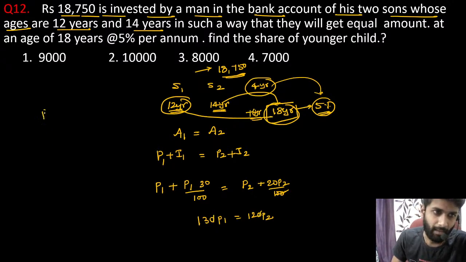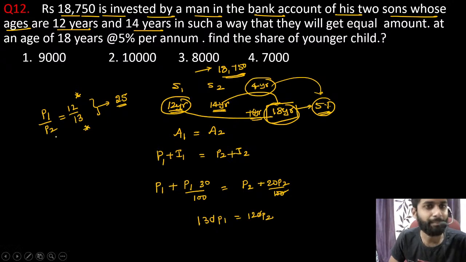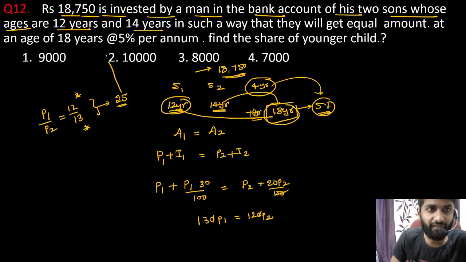Means see, P1 by P2 ratio is exactly equal to 12 by 13. So what is the meaning of ratio? If I have 25 rupees, 12 rupees is related to P1, 13 rupees is related to P2.